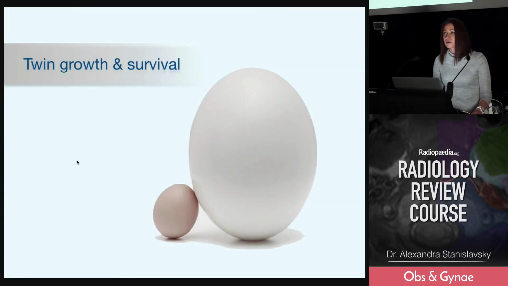Moving on to twin growth and survival. So we know that twins consistently have slower growth than singletons. And this starts fairly early. This starts as early as about 8 weeks gestation. And our challenge as clinicians is to establish at which point this represents adaptation, and in which case this is abnormal pathologic growth restriction.